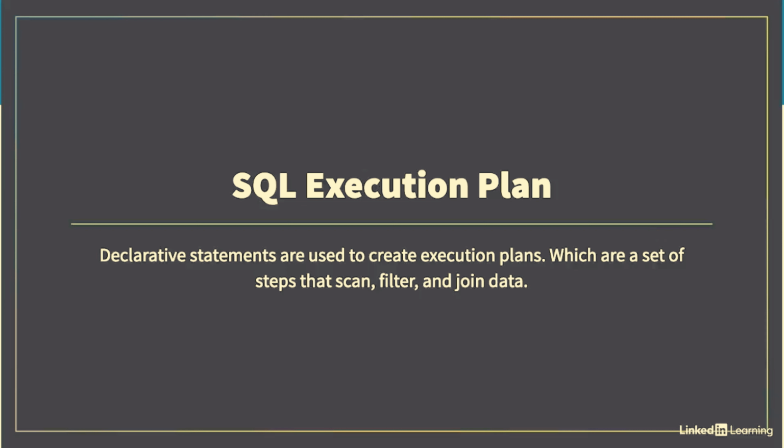SQL statements have to be mapped from their declarative form into a procedural form in order to return the data that's specified in the query. The procedural version of a query is known as an execution plan. It's a sequence of steps that can scan, filter, and join data in such a way that when the execution plan is done, it produces the output that you specified in your declarative query.